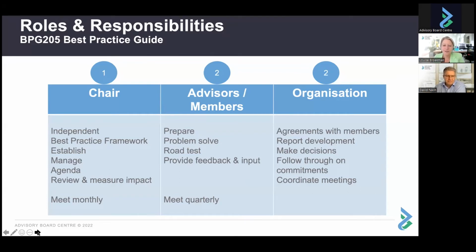David, what are some of the observations you've got here? Yeah, thanks, Louise. This is where some structure and clarity on who does what, even in the small things like logistics, is just so helpful.